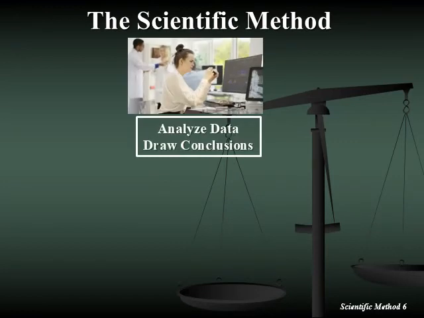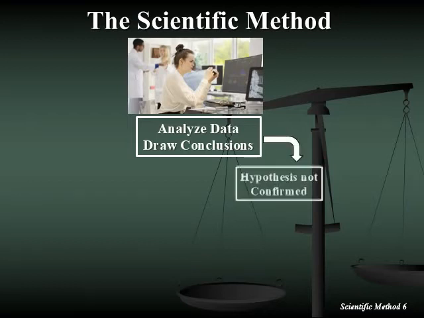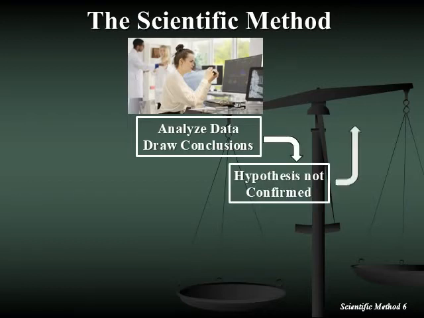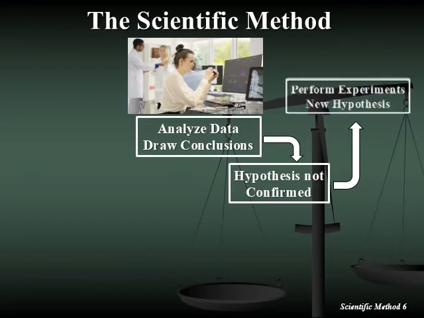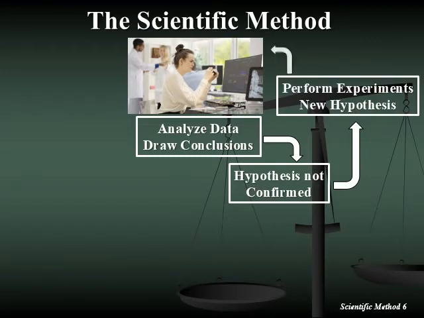The data that was collected from the experiments is analyzed, and the scientist draws conclusions from the results. If the hypothesis was not confirmed, the scientist performs additional experiments, tests, and measurements. The data is again analyzed, conclusions are drawn, and a new or modified hypothesis is made.